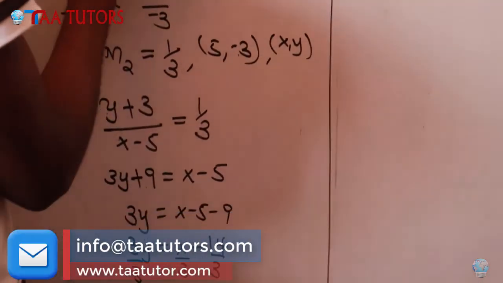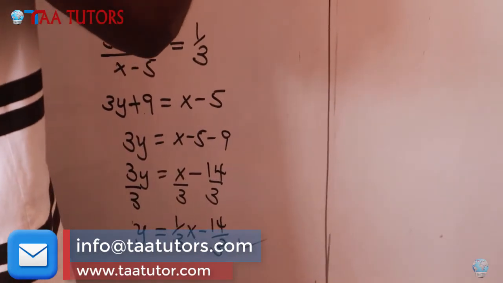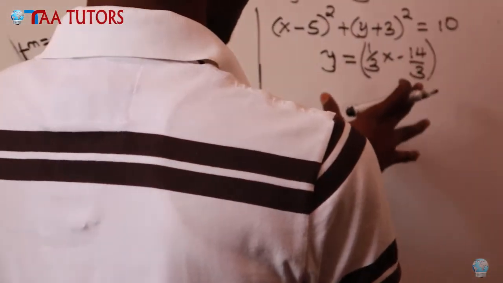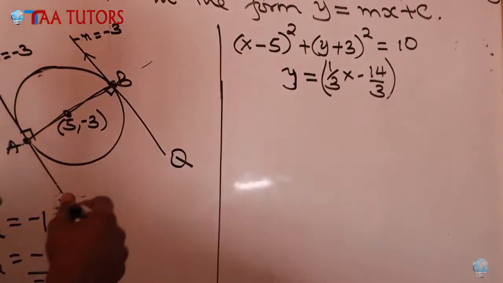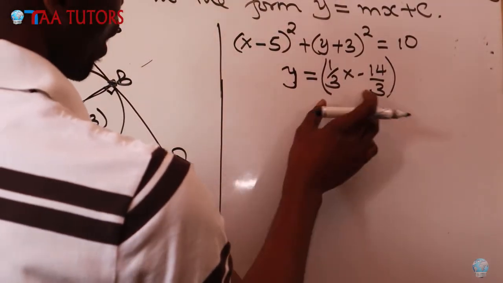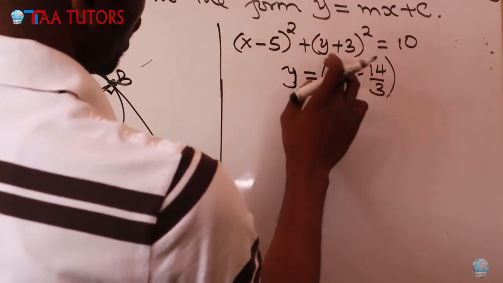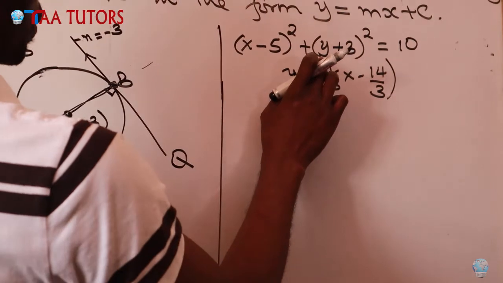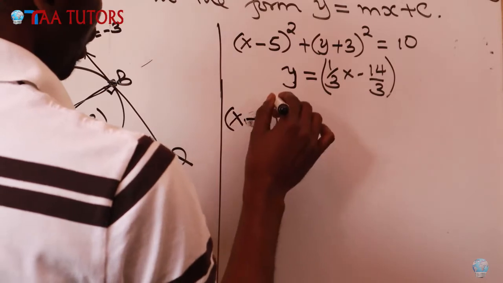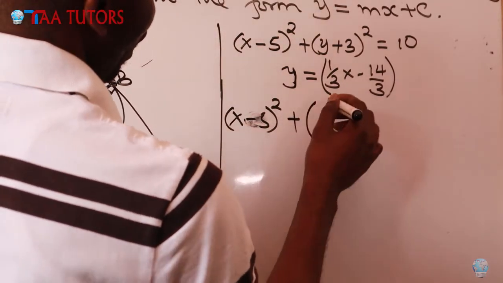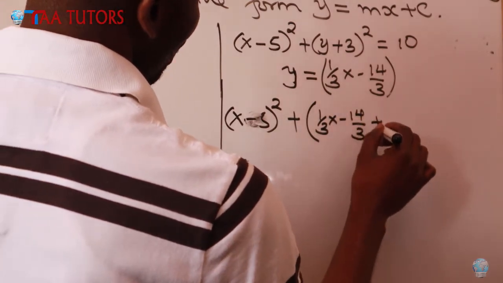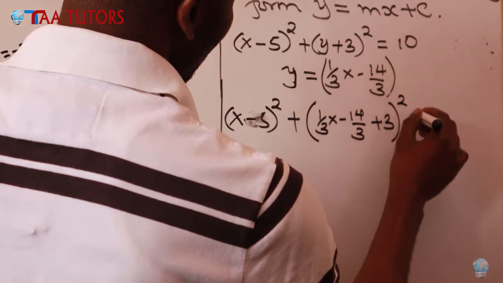The two points here, A and B on the other side. So what we are aiming for is to get the coordinates of A and B, and for us to do that, these two lines will now serve as simultaneous equations. For simultaneous equations, we have to use substitution in this case. So I'm going to substitute the value of y, which is 1/3 x - 14/3, into this equation of the circle. So I'll do (x - 5)^2 + (1/3 x - 14/3 + 3)^2 = 10.